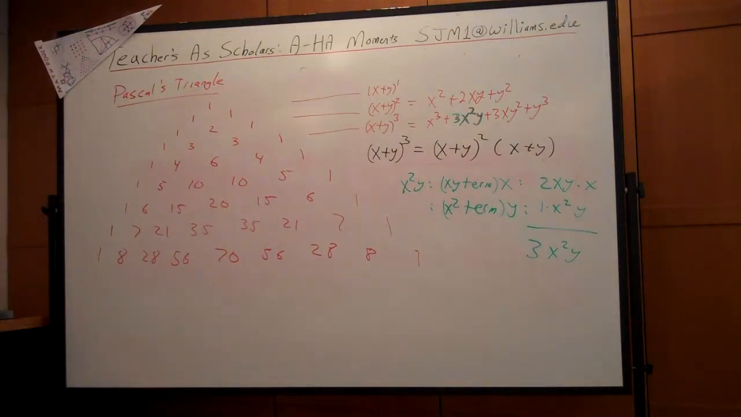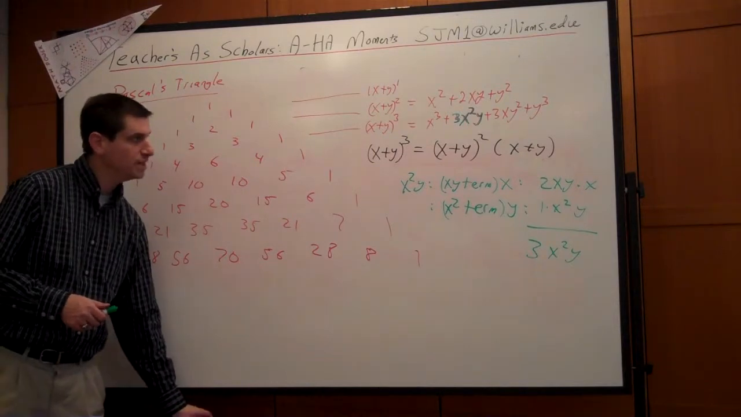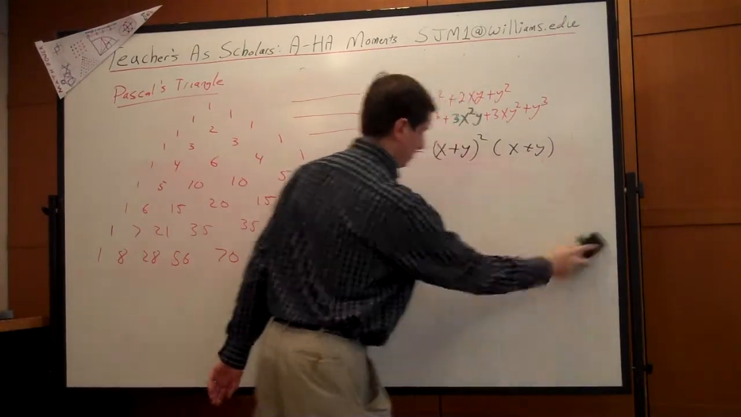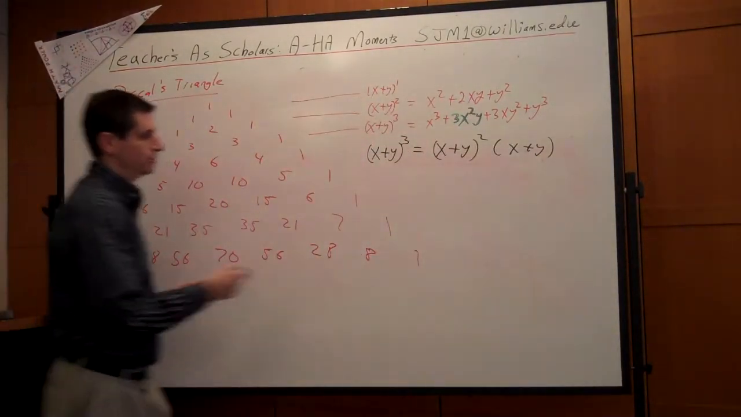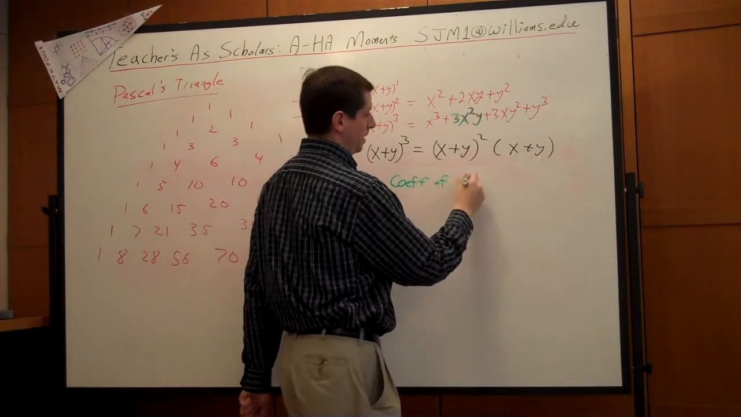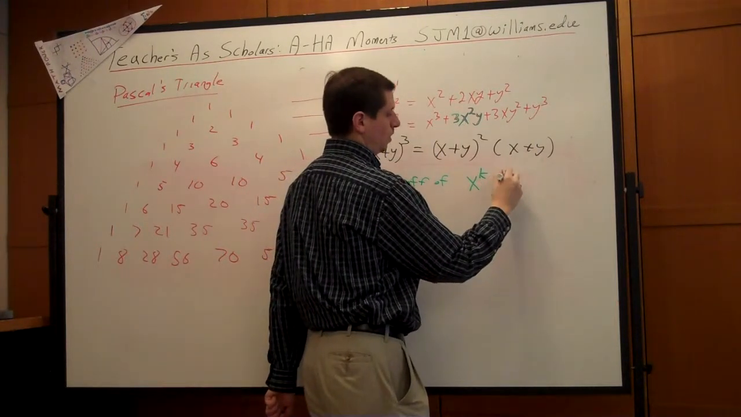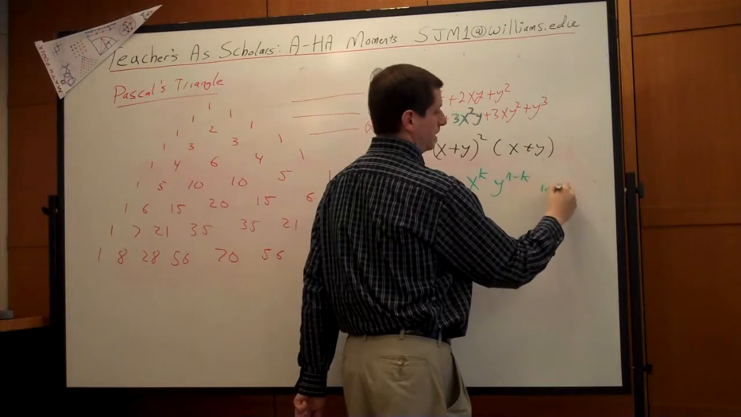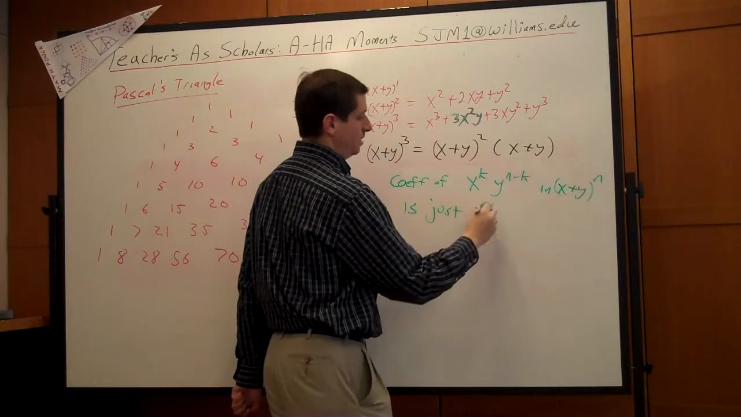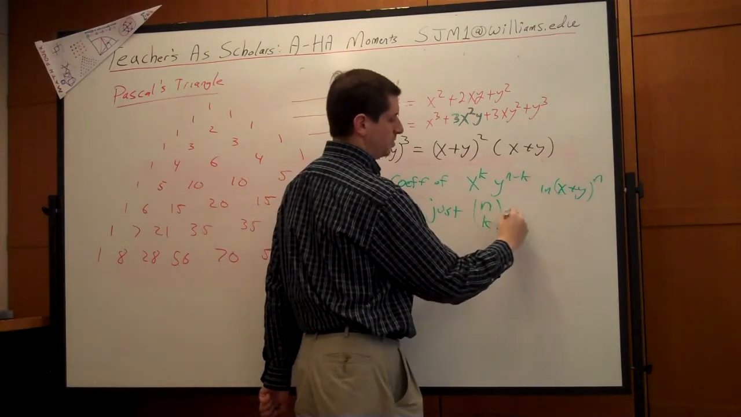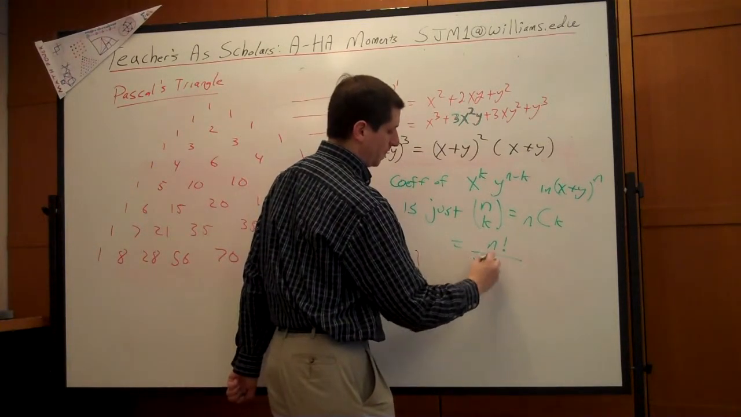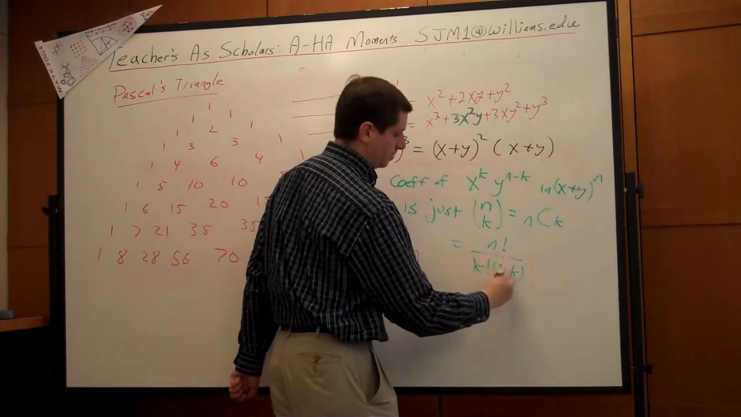So it turns out that there's other ways of looking at this. Instead of looking at it by multiplying like this, I can look at it in terms of combinatorics. The combinatorial approach is that the coefficient of x to the k, y to the n minus k in (x plus y) to the n is just n choose k. Sometimes people write this as nCk. This is n factorial over k factorial times n minus k factorial.